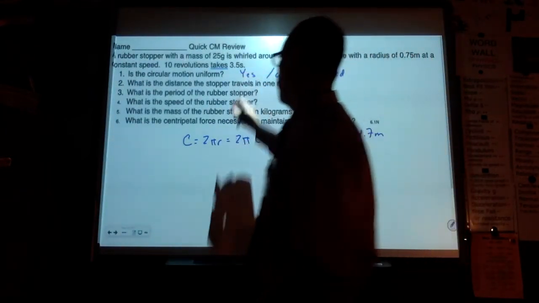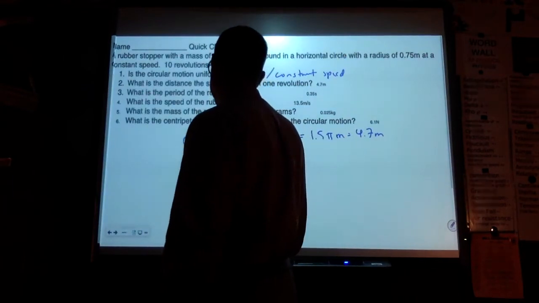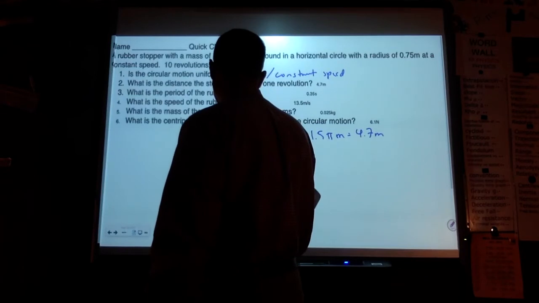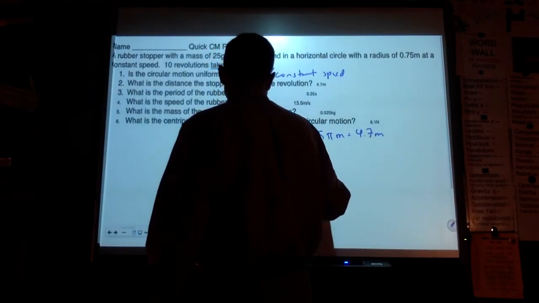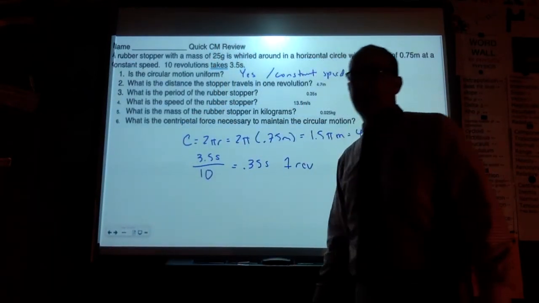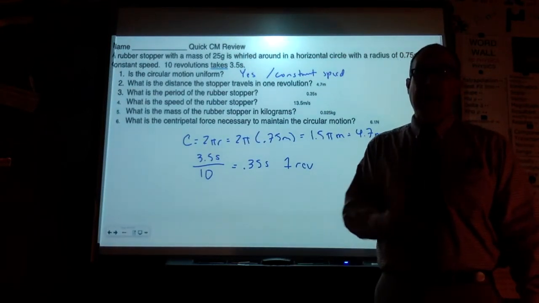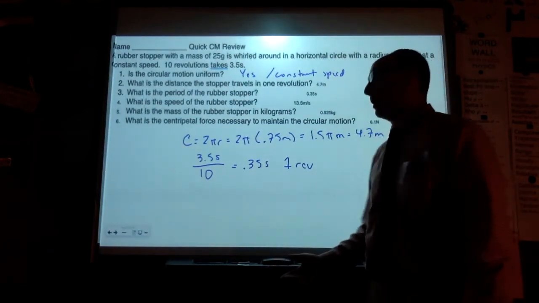So 10 revolutions takes 3.5 seconds. So if I divide this by 10, I get that 1 revolution is going to take 0.35. Now we have to be careful that we divide that by 10, and then we have to average too, because it'll mess up our speed.